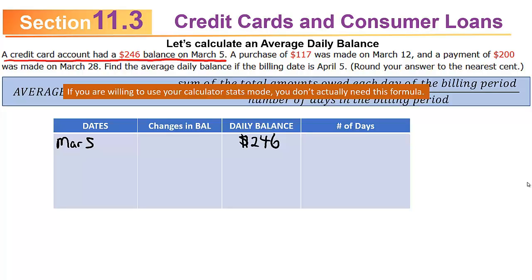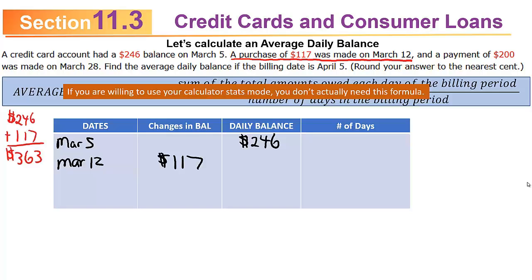Look for the next date that anything happened. You'll find it was March the 12th. On March the 12th, there was a purchase of $117. So go down to the next line, put March the 12th. The change in balance was a purchase of $117, so that increases the balance on the credit card. So that's a positive $117. And if you take 117 and add it to the 246 that was already there, you end up with a new daily balance of $363.